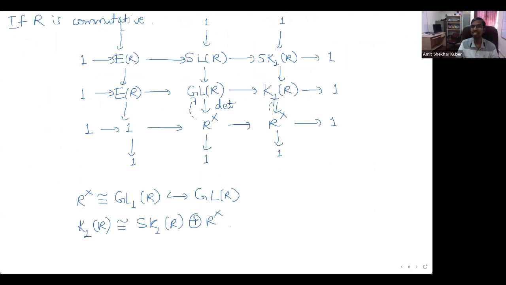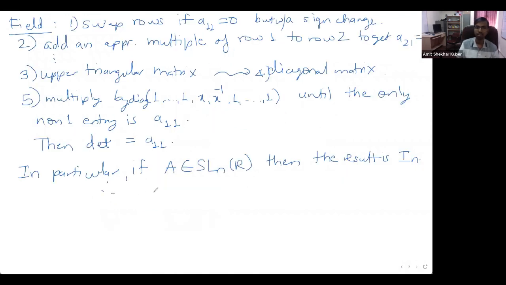So SL_n(R) is the same as E_n(R). Therefore SK1(R) turns out to be trivial. So K1 of a field is nothing but F cross, the multiplicative group of units. I hope that you got the idea.